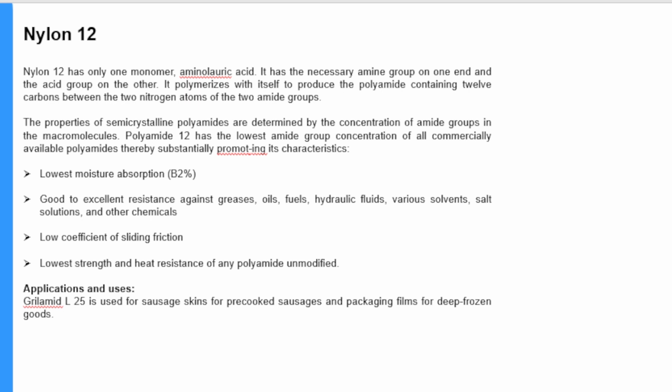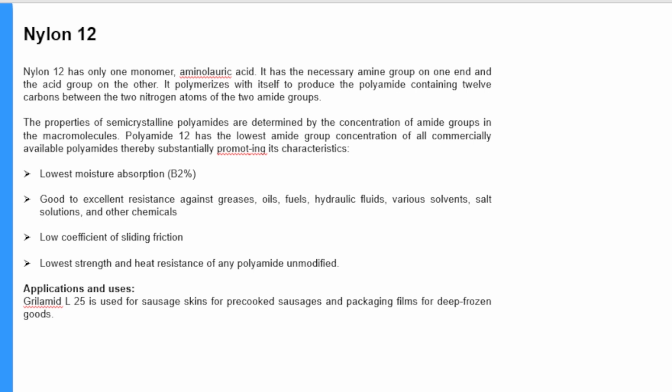Nylon 12. Nylon 12 has only one monomer, aminolauric acid. It has the necessary amine group on one end and the acid group on the other. It polymerizes with itself to produce the polyamide containing 12 carbons between the two nitrogen atoms of the two amide groups. The properties of semicrystalline polyamides are determined by the concentration of amide groups in the macromolecules. Polyamide 12 has the lowest amide group concentration of all commercially available polyamides, thereby substantially promoting its characteristics.